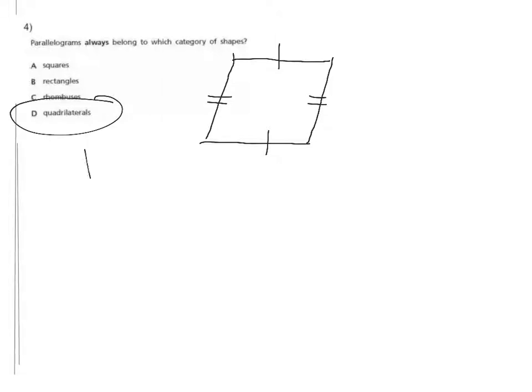All right, question number 4 says, parallelograms always belong to which category of shape? So think a parallelogram is a shape that has opposite sides that have the same length and they're parallel. So this side is parallel to this side and this side is parallel to this side. So do we know that all parallelograms are always squares? Nope. Are all parallelograms always rectangles? Nope. Are all parallelograms always rhombuses? Nope. But are all parallelograms always quadrilaterals? You got it. They sure are. They always are a quadrilateral. So the correct answer is D.